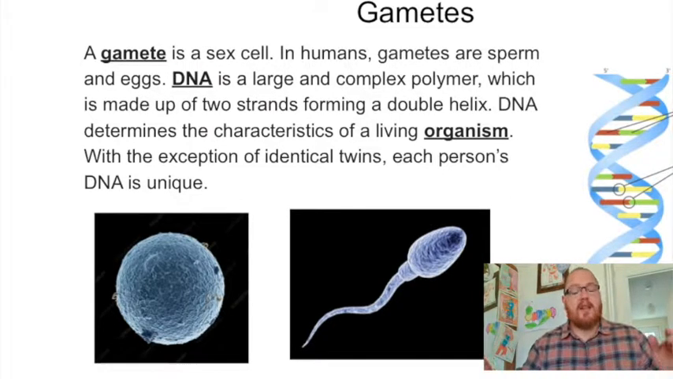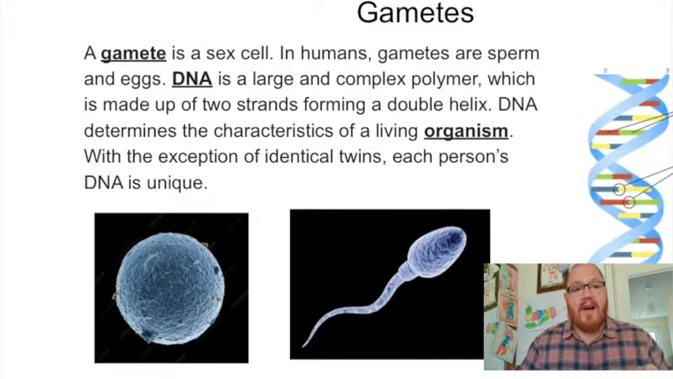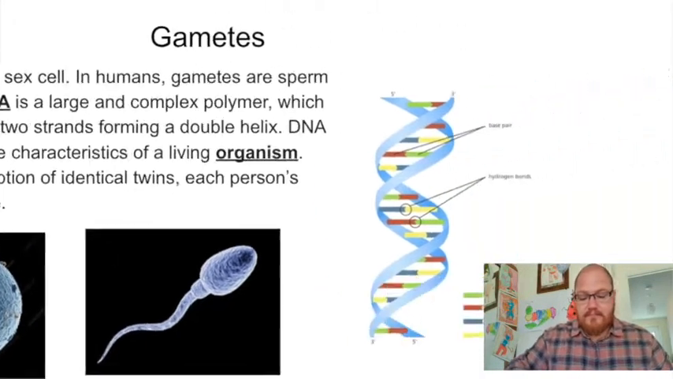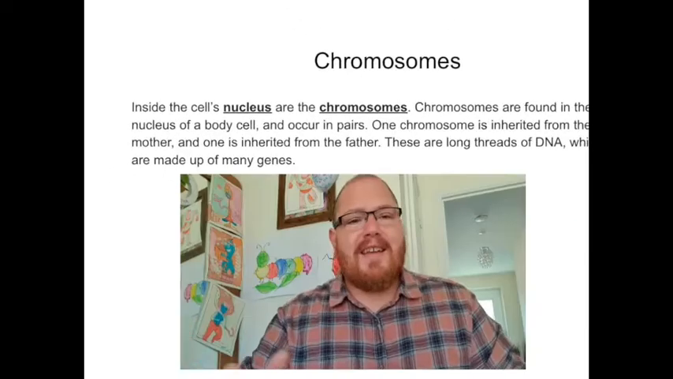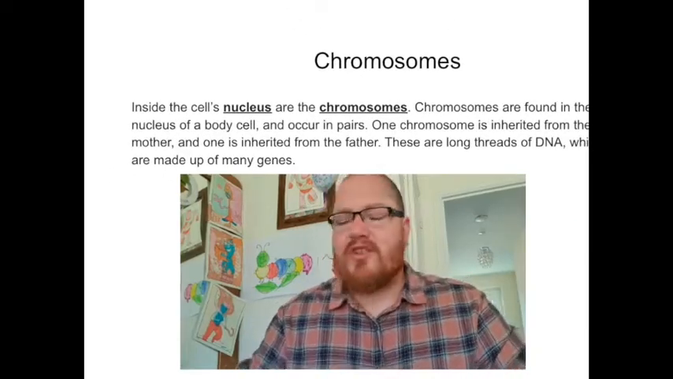It's either a sperm cell or an egg cell, and it carries half of the genetic information. What's the next one? Chromosome. I just mentioned that word, chromosome. Kind of like, well, it is DNA. Chromosomes are just strands of DNA.